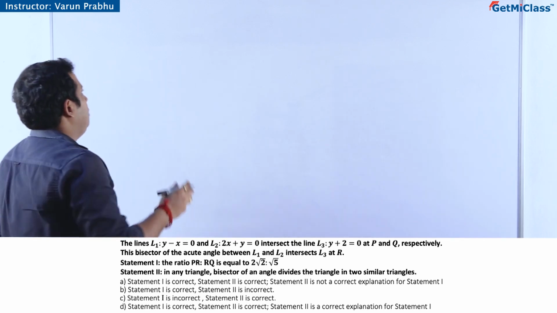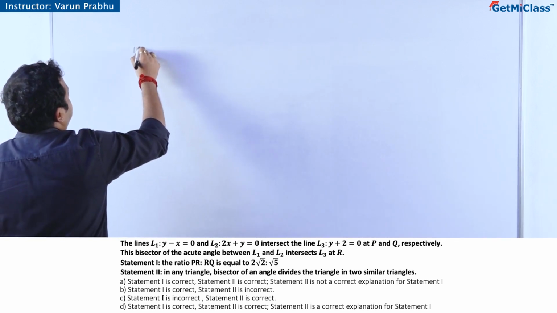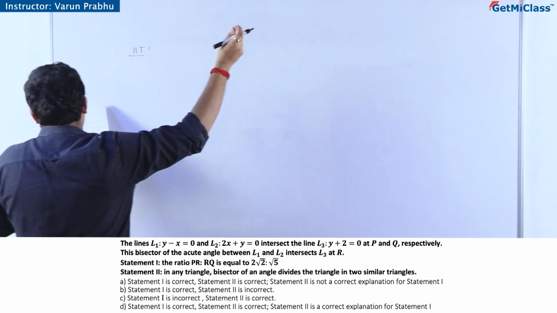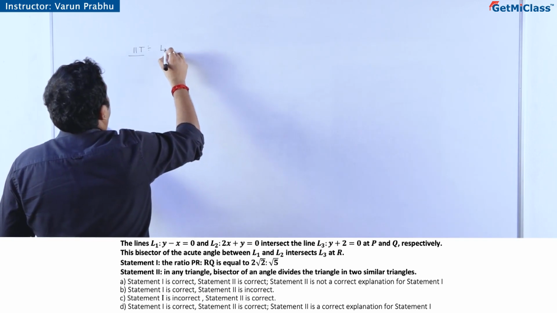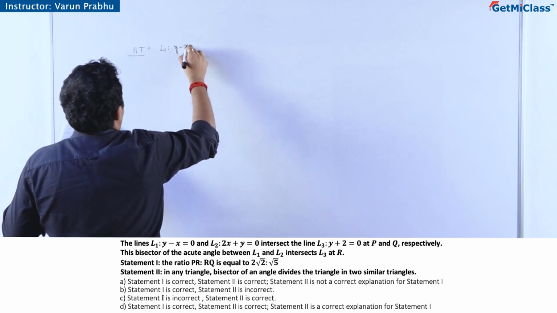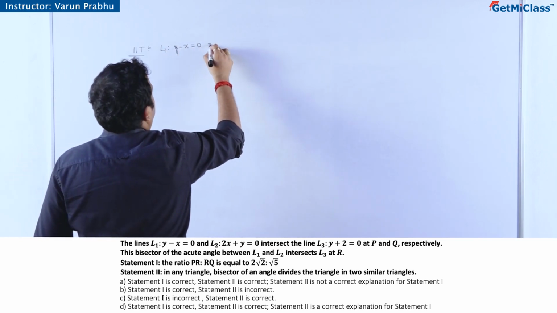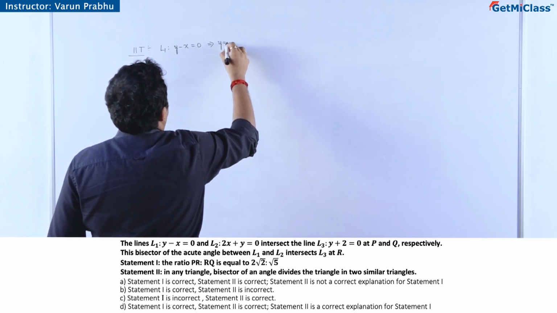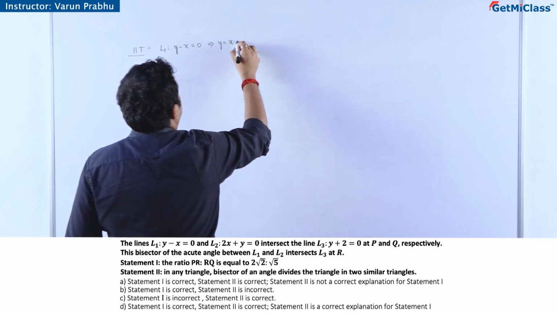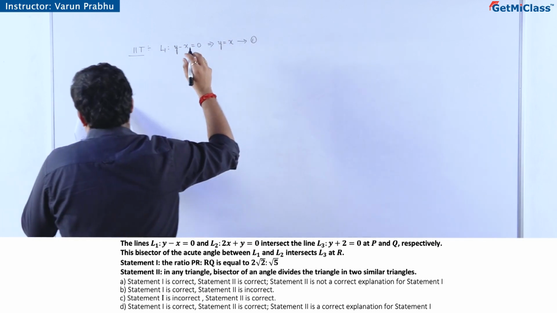If you look at this question, it is an IIT question. The equation of the line L1 is given in the problem as y minus x is equal to 0. This implies y is equal to x. I will call this equation number 1.